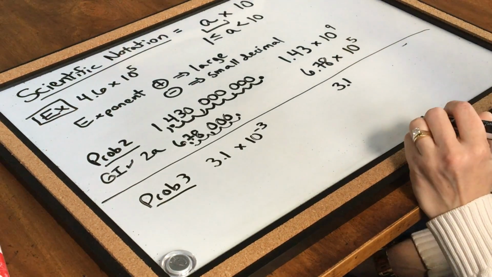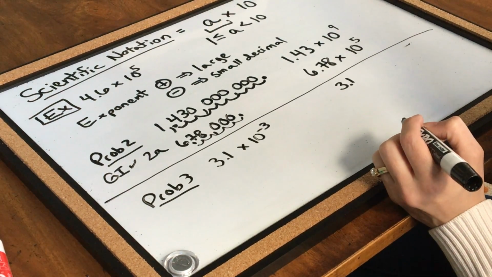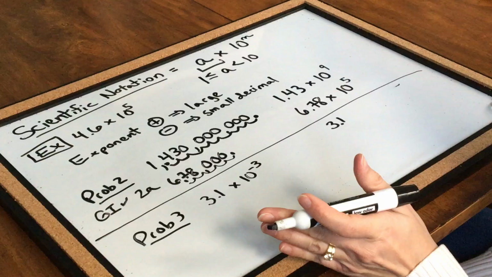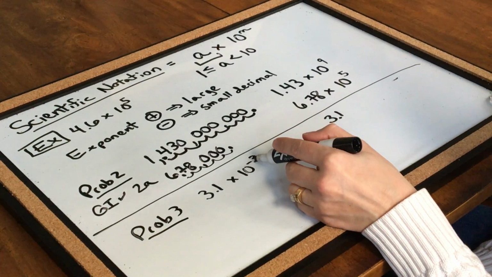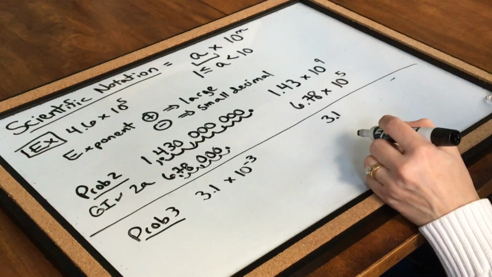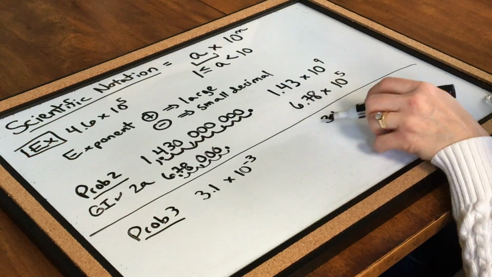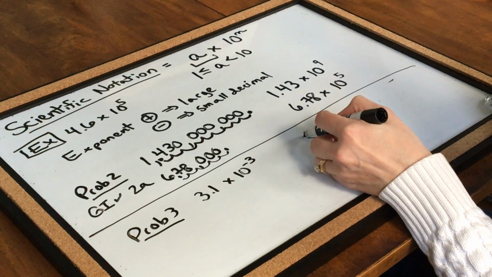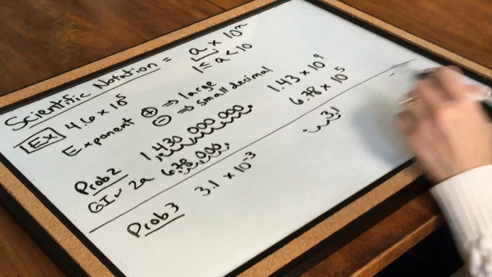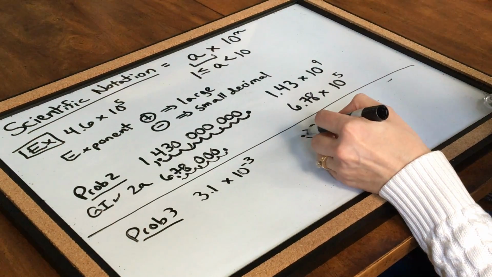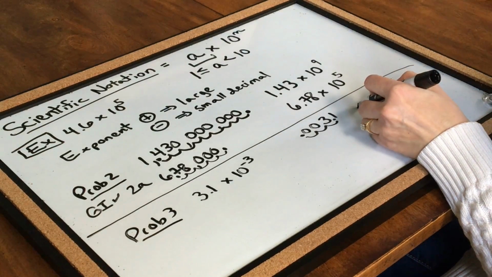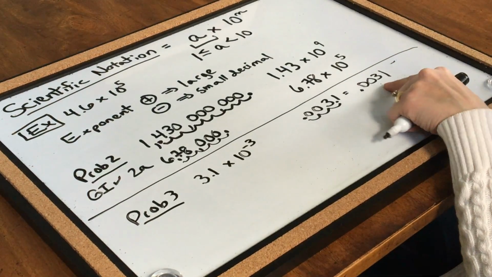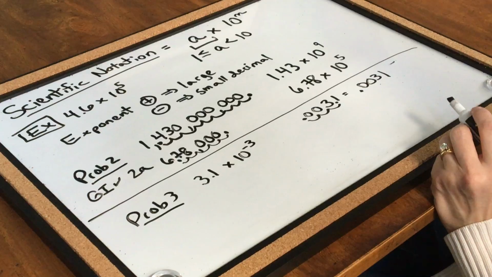I'm going to start with 3.1, okay? And I need to do 3 moves, but I have to make a choice because the direction depends on what I want to do. Since the exponent is negative, I'm looking for an itty bitty decimal. So I'm going to move my decimal place to the left. I'm going to do 3 moves: 1, 2, 3. So here's my new decimal point. Each move that doesn't have a number, I'm going to fill in with a 0. So my new number is 0.0031, and that is equal to 3.1 times 10 to the negative 3rd.